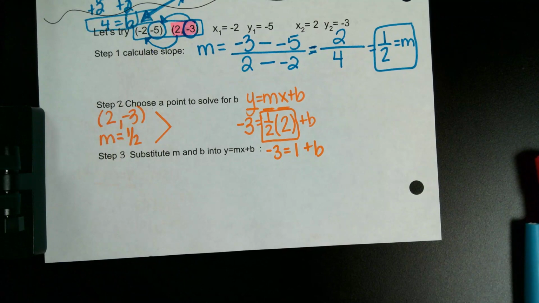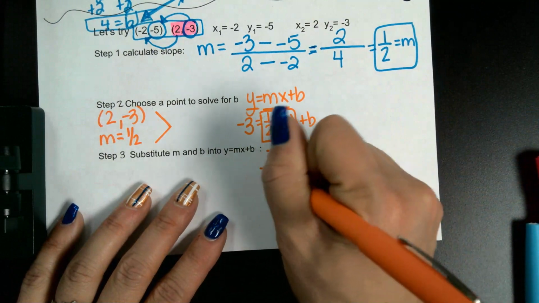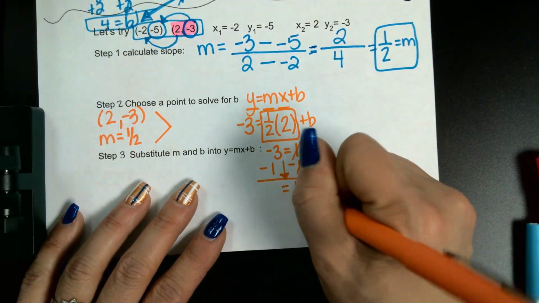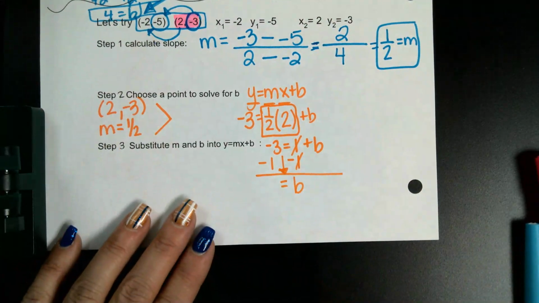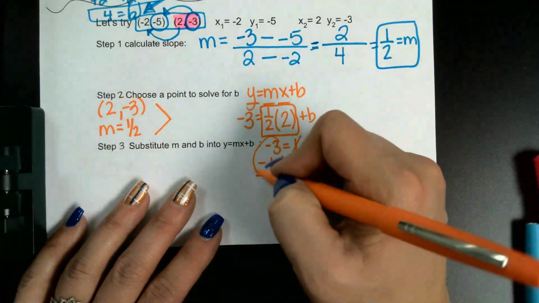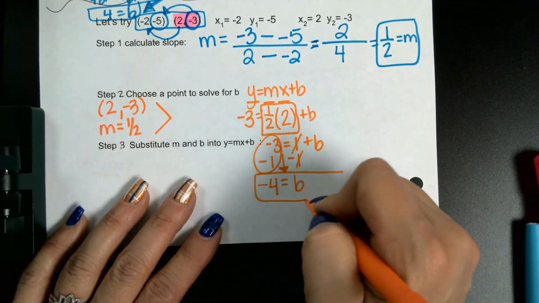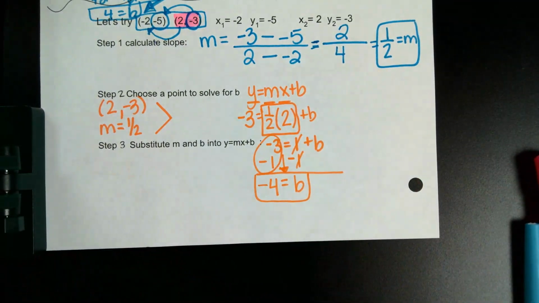And how do I move a 1? Subtract 1 from both sides of the equation. So now b is by itself. And what is negative 3 minus 1? You should get negative 4.